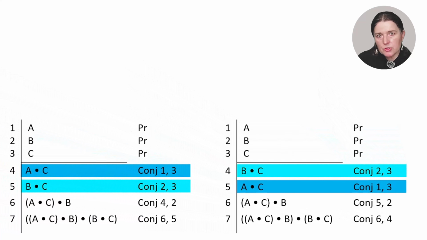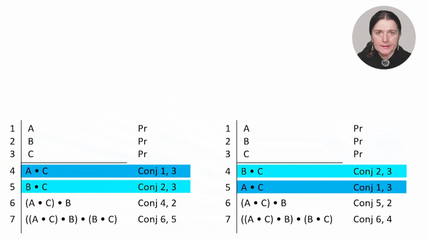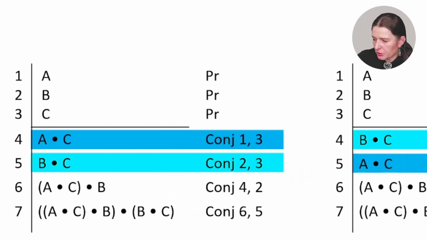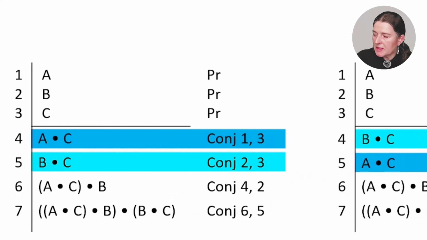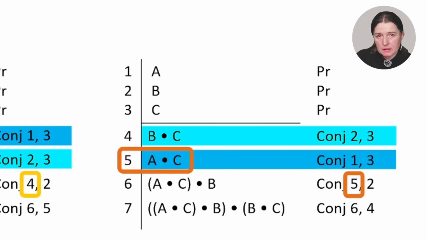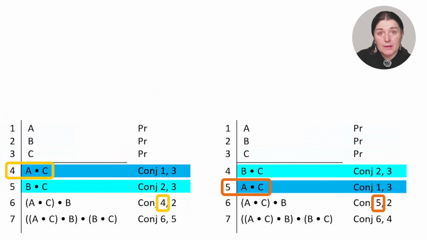Frequently, when you change the order of steps, other things change. If you look at step 6 in the first proof, you'll see that in arriving at step 6, we depend on the conjunction A and C in line 4. In the second proof, we obtain the same proposition in step 6. We still rely on A and C, but now A and C occurs in line 5. So that's the line that needs to be cited. And the same is true for the other proposition.